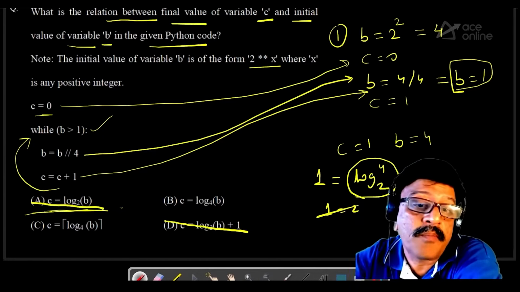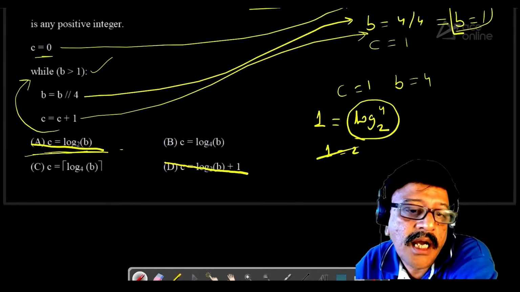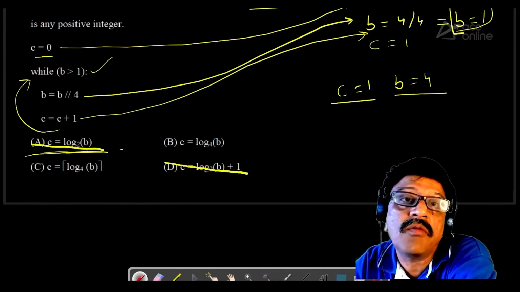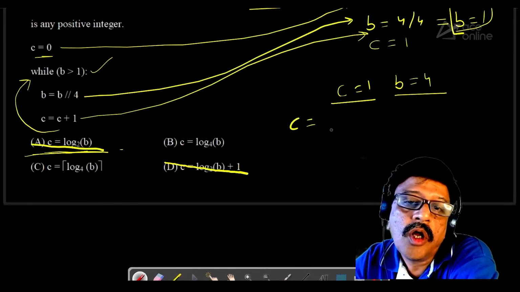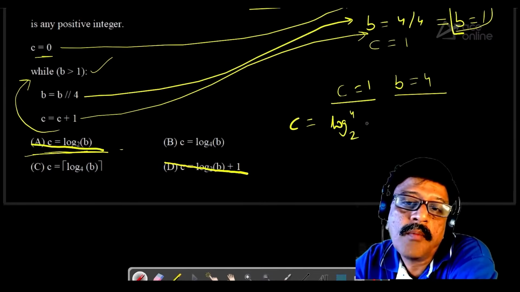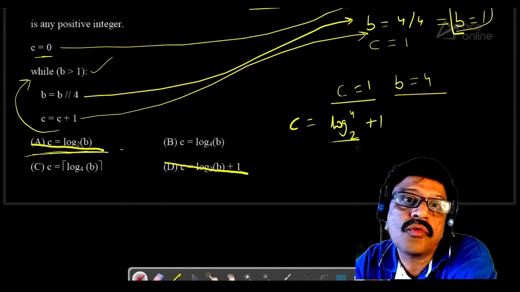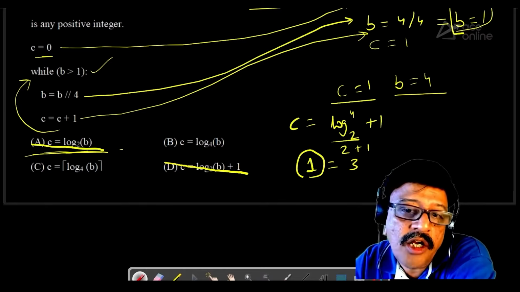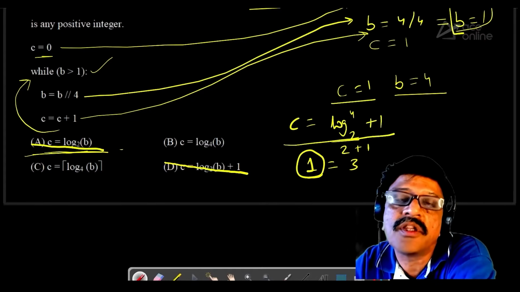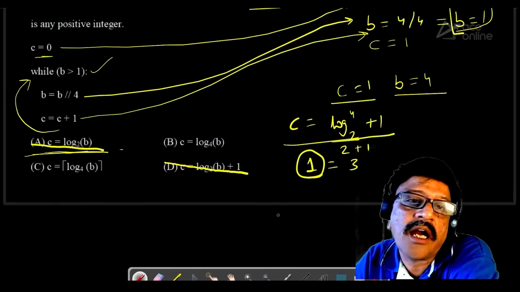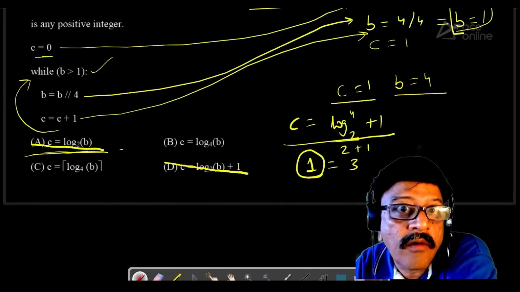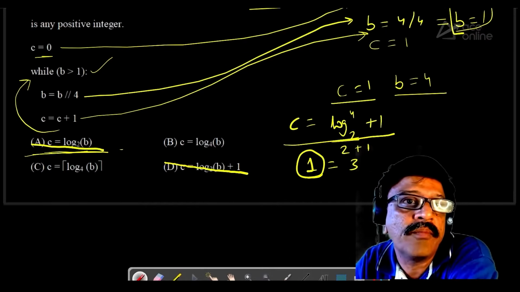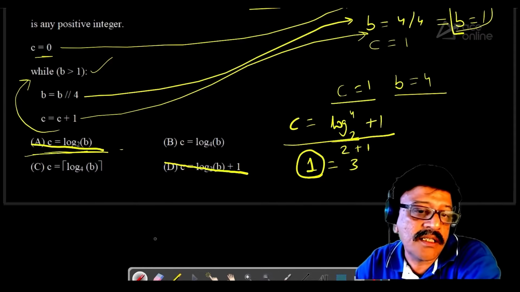Because if we take that option D, let's say, I'll rewrite these values. See, at the end we had C equal to 1 and the original value of B was 4. Now, C equal to log of 4 to the base 2 plus 1. But we know log of 4 to the base 2 is 2, plus 1, this is 3, and C is 1. So, the final value of C and the original value of B do not have this particular relation. So A and D are dropped. Taking B as 4, it is not anywhere related to log of the original value of B to the base 2. Okay, I'll just erase this.